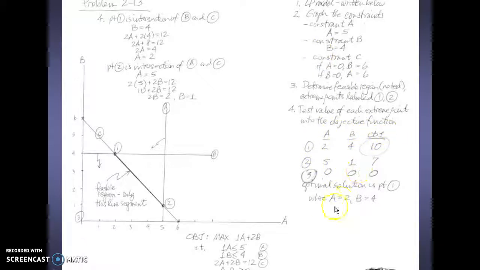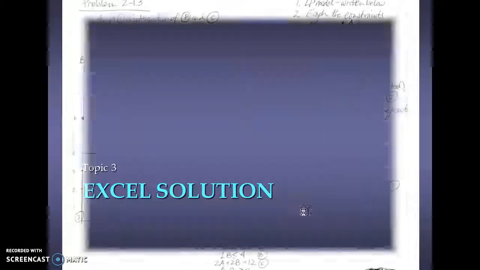Solve for the objective function, given the values of A and B. That's our objective function right there. This is a max problem, therefore the larger value applies. That is the optimal solution.